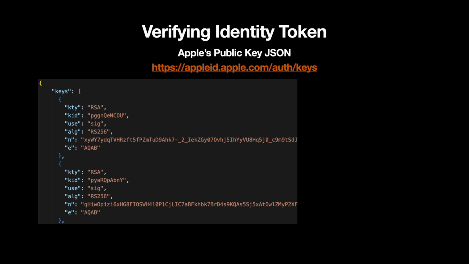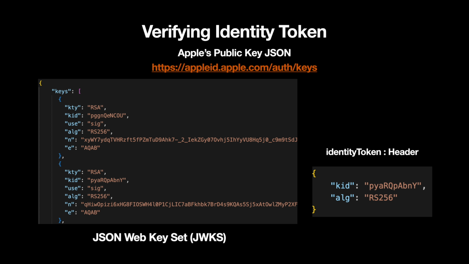So here are the components. This is a JSON Web Key Set, like I said, JWKS. If you remember the header of the identity token, it has two things, KID and ALG. KID is the key identifier. The token consists of KID, and in the public key JSON list, we also have a key identifier, and we need to match which key to pick up to make the public key so that we can verify the JWT token. Next is the algorithm.